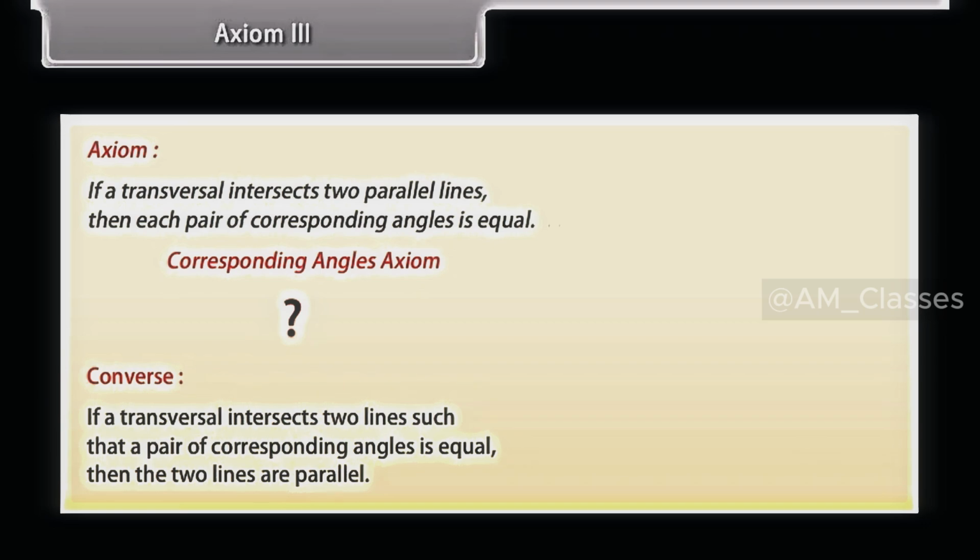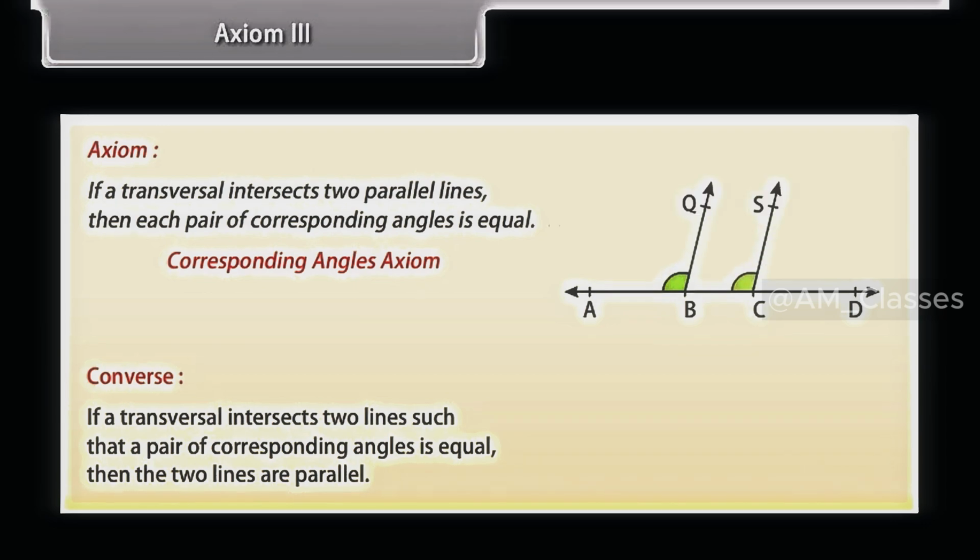Let us verify it. Draw a line AD and mark points B and C on it. At B and C, construct angle ABQ and angle BCS equal to each other. Produce QB and SC on the other side of AD to form two lines PQ and RS. We can observe that the two lines do not intersect each other. We can also draw common perpendiculars to the lines PQ and RS at different points and measure their lengths. You'll find it the same everywhere. So we can say that the lines are parallel. Therefore, the converse of corresponding angles axiom is also true. So we have got one more axiom for this, which we will discuss in next screen.